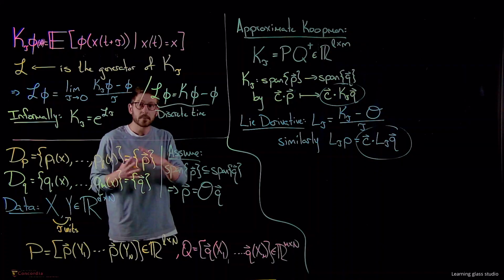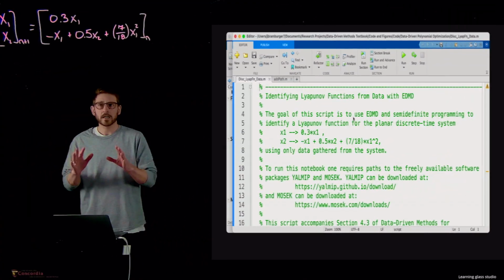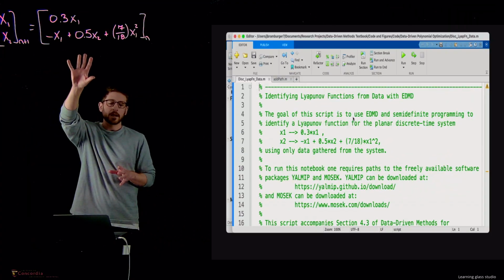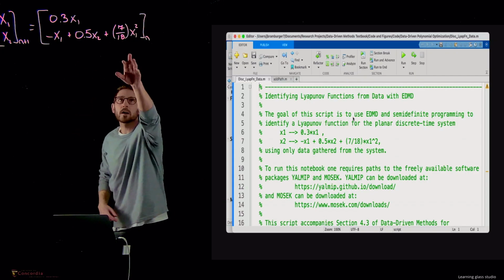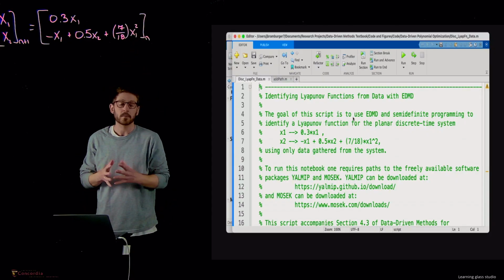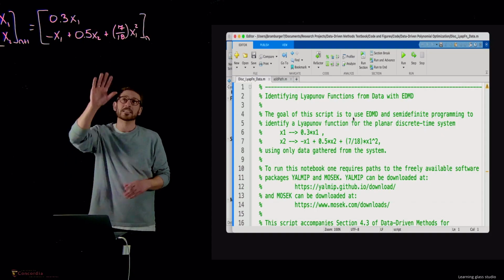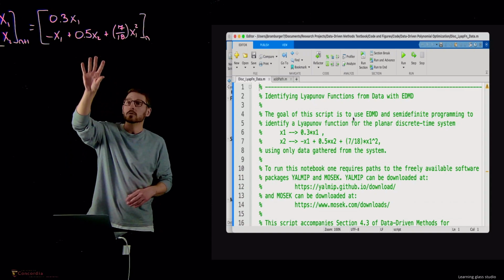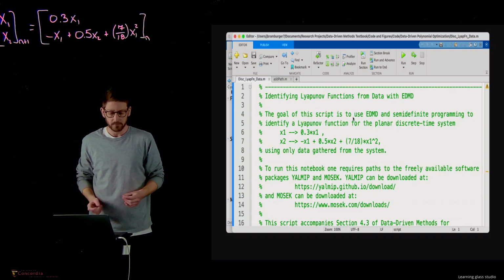But let's take a look at something simple. Let's discover a Lyapunov function from data. Here's a nice little implementation with a very simple planar discrete time dynamical system, okay? So you can see it really only has one nonlinear term in it. This is a discrete iterative system. That means that our tau is going to be 1 in this case, right? So we're dealing with discrete gradients. It's deterministic and it's globally stable. That is, we know that everything converges to 0 for this system.